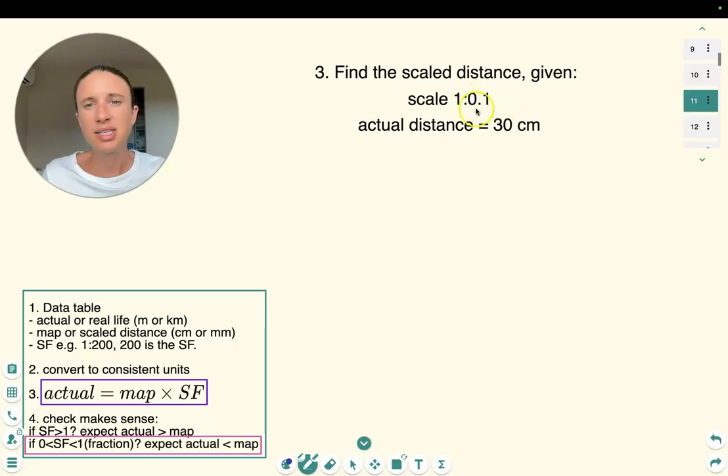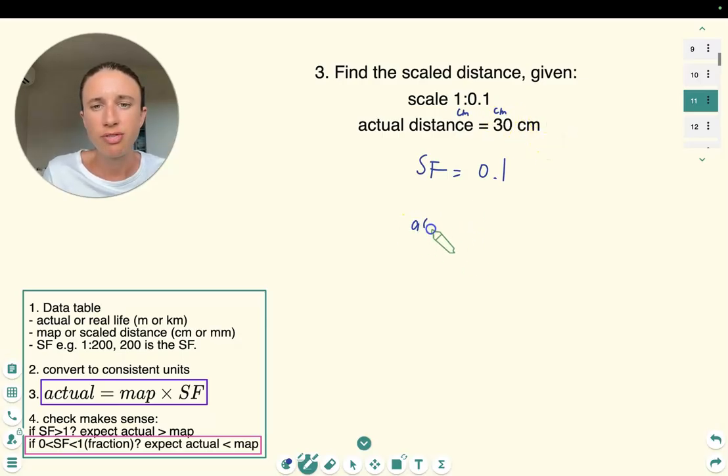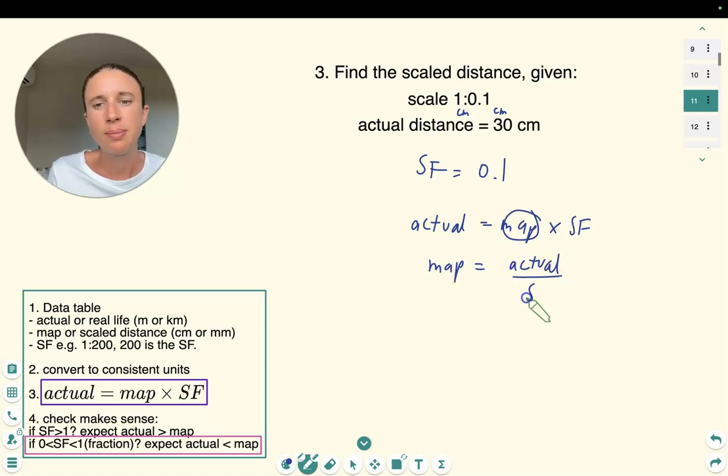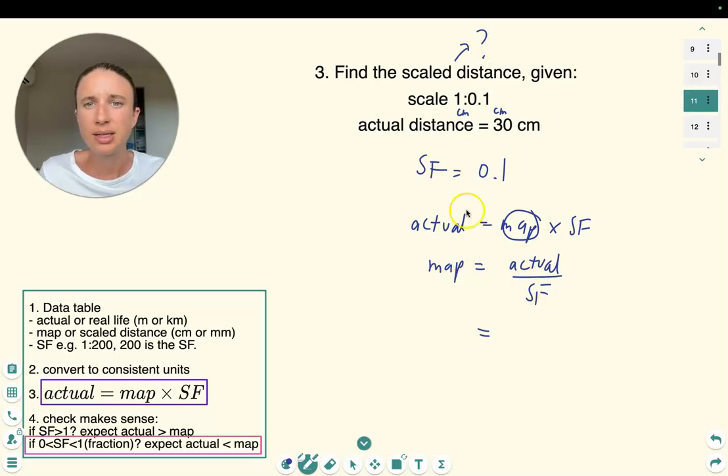Find the scaled distance given this scale. Okay, so immediately identify the scale factor is 0.1. And I'm going to put 1 centimeter to 0.1 centimeters. Now, is everything in centimeters? Yes, we're looking good. So I'm going to write my formula. Actual equals map times scale factor. Map equals actual divided by scale factor. We don't know our scaled distance. That's our map.